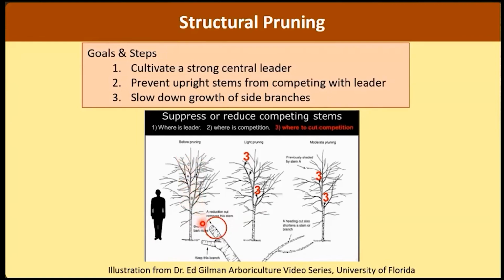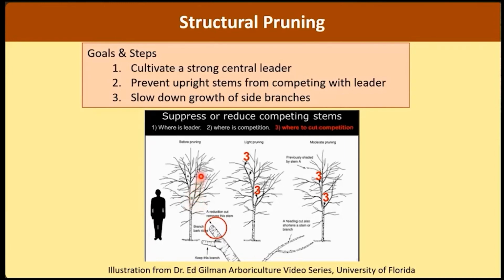And they already labeled A and B for us. So the third part is up to us. Where do we cut the competition? We don't want to allow the competition to stay as they are, because if we do, we're going to end up with, number one, the upright branch will form a very narrow crotch angle, remember? So that's a weak joint.